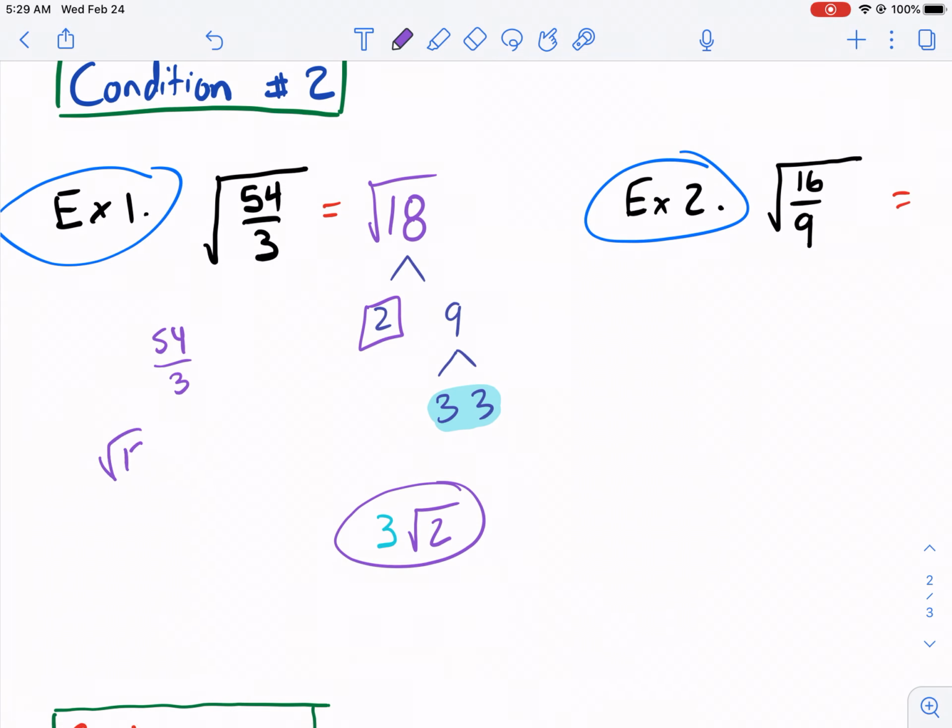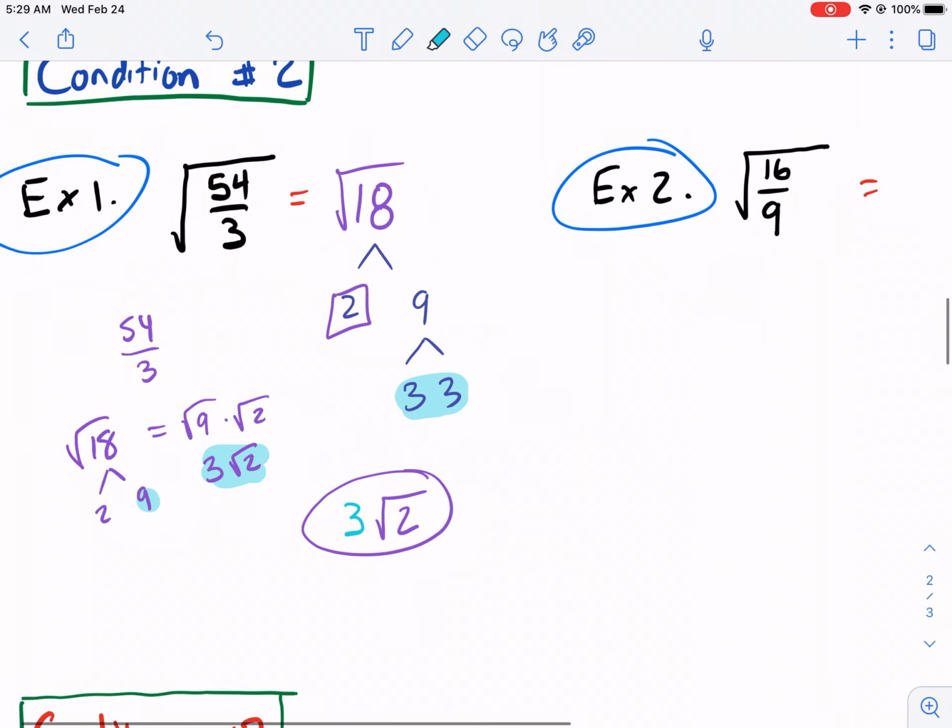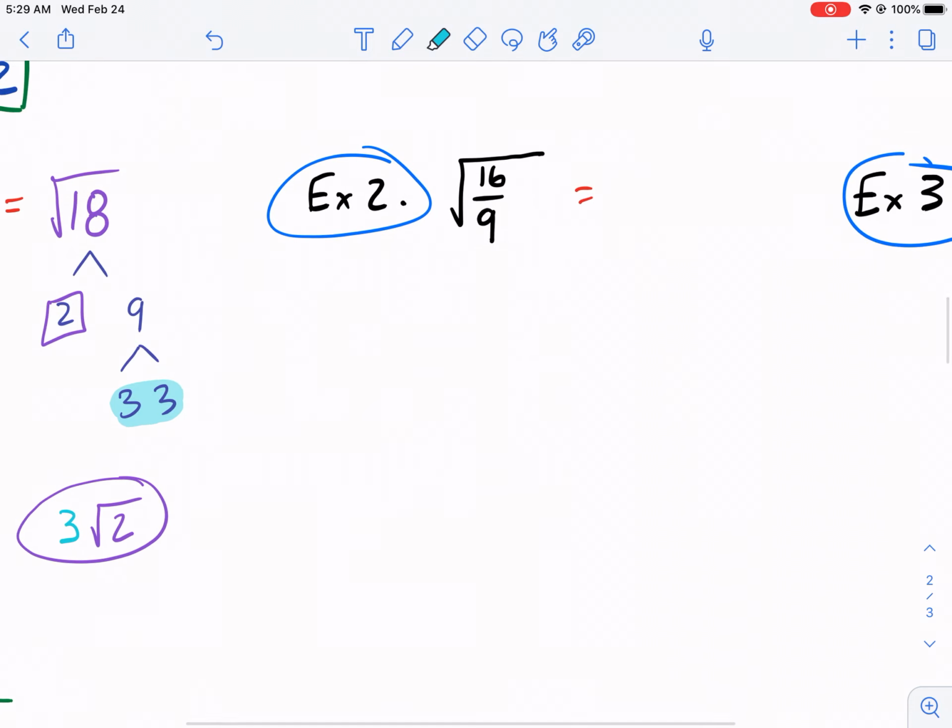Now, let's say you do recognize that this is the multiplication of 2 times 9, and you recognize that 9 is already a perfect square. Well, then you can rewrite this as the square root of 9 times radical 2, and then you get 3 radical 2 for your answer. Same thing. 2 different ways to do that. I think that's the most popular way.